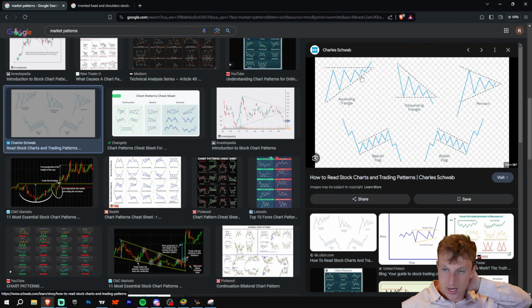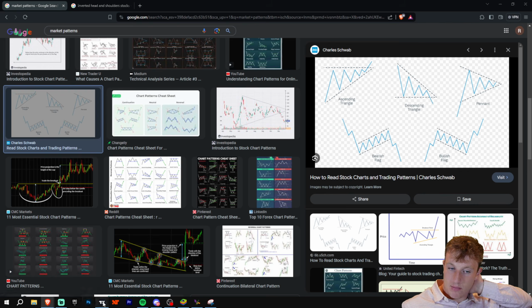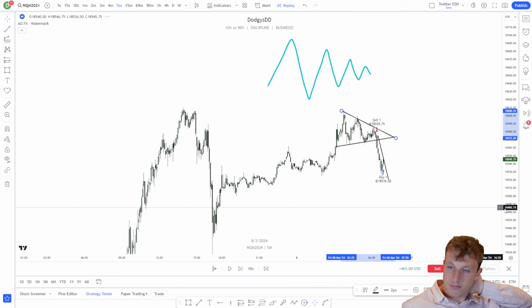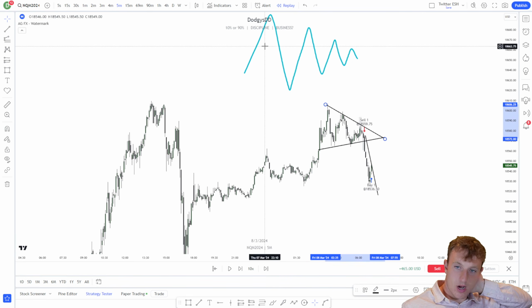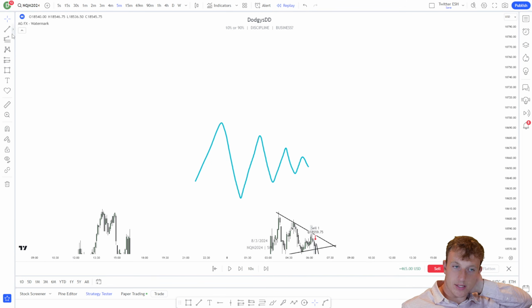Again, ascending triangle, descending triangle, pennant, bearish flag, bull flag. Let's go over bear and bull flag. A bear and bull flag. All a bear flag is going to look like is something like this. A bull flag.